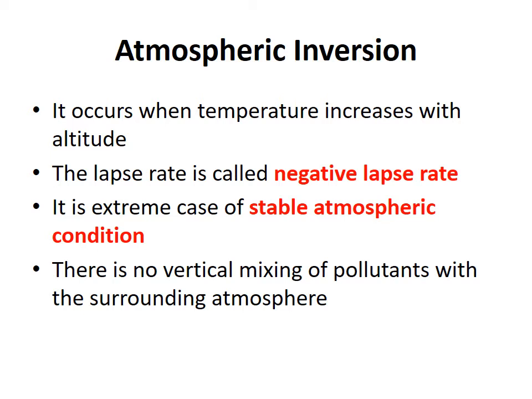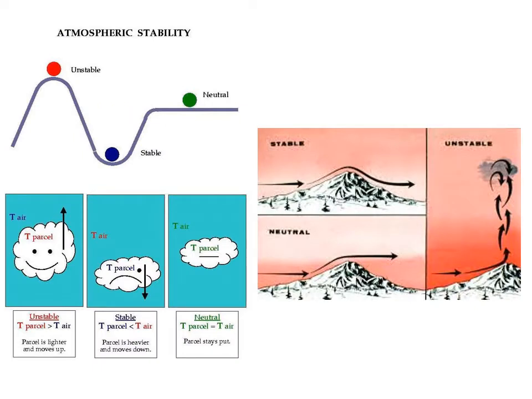Inversion is an extreme case of stable atmospheric condition. That is, there is no vertical mixing of pollutants with the surrounding atmosphere. So this is a stable atmospheric condition. To know what a stable atmospheric condition is, we should also know what unstable and neutral conditions are.